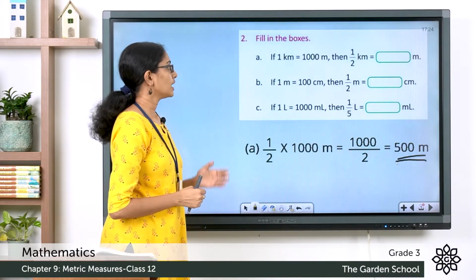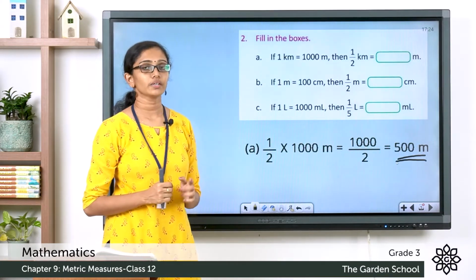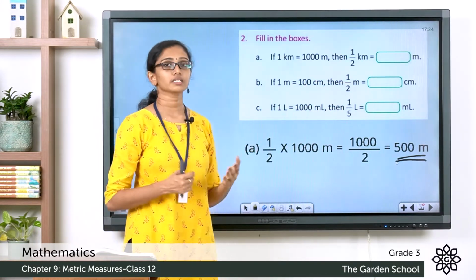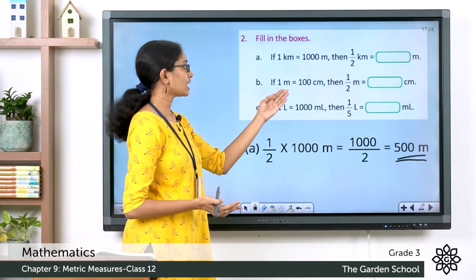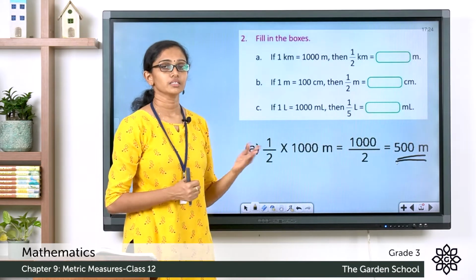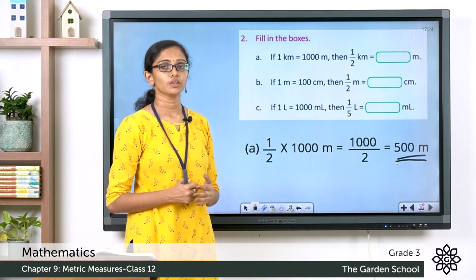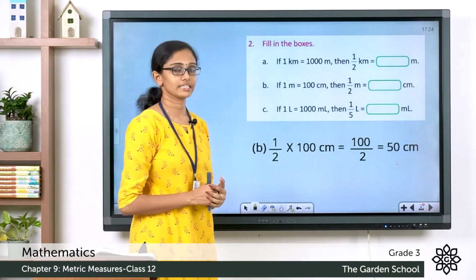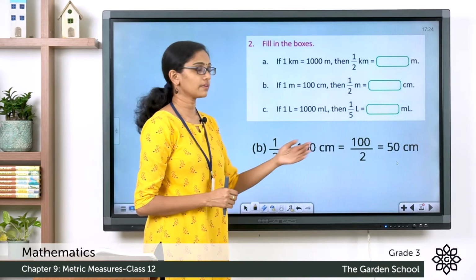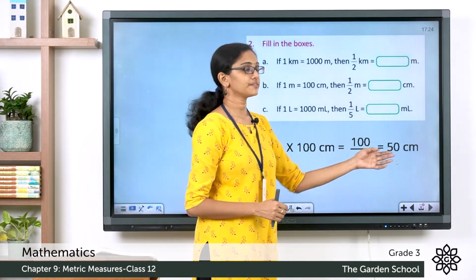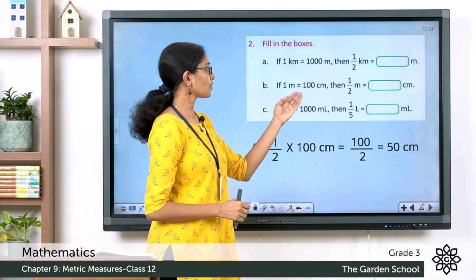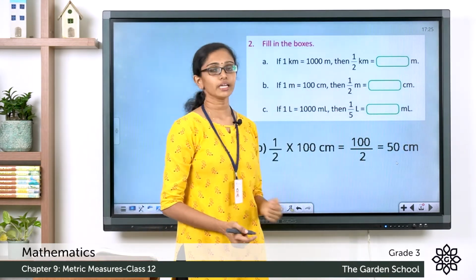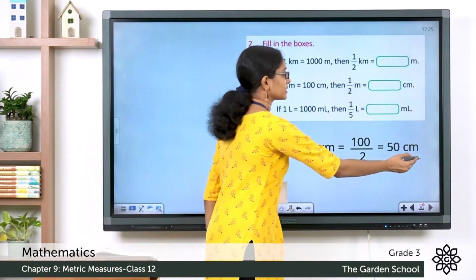Now the next one, if 1 meter is equal to 100 centimeters, then half a meter, or 1 by 2 of a meter, is equal to. How do we find that? How do we find out half of 100? Just divide 100 by 2. So that is 1 by 2 into 100 centimeters, which is equal to 100 divided by 2, and that is 50 centimeters. So half of a meter, or 1 by 2 meter, is equal to 50 centimeters. I hope you are clear with this.